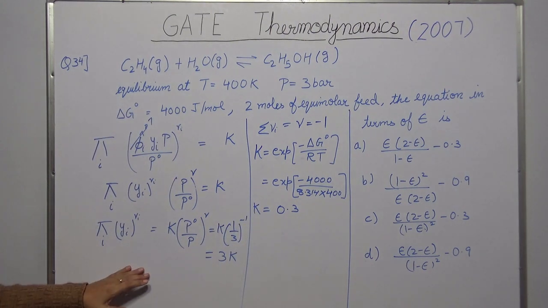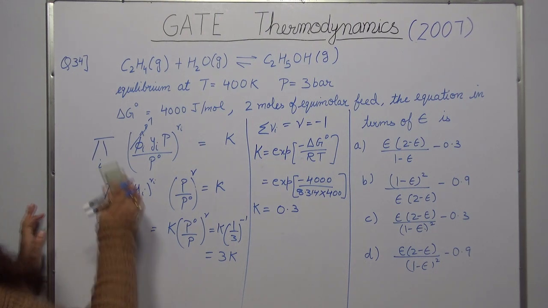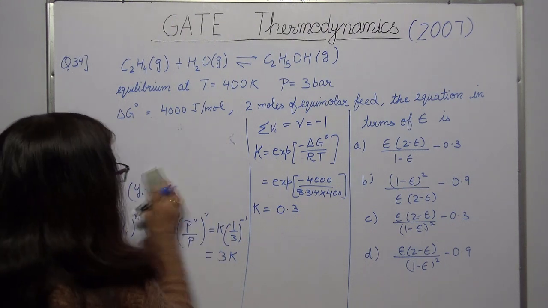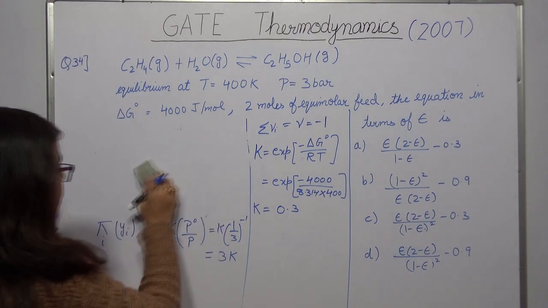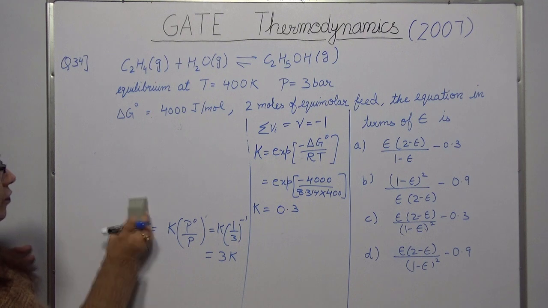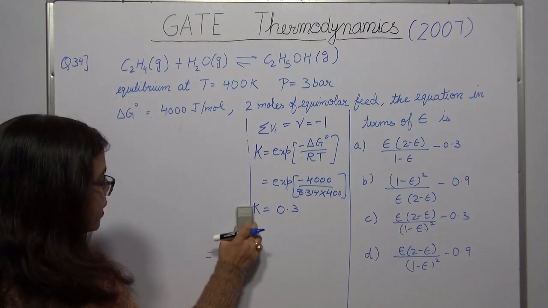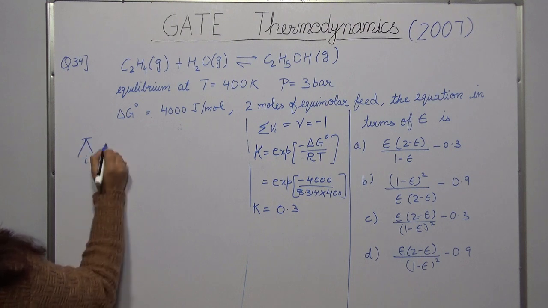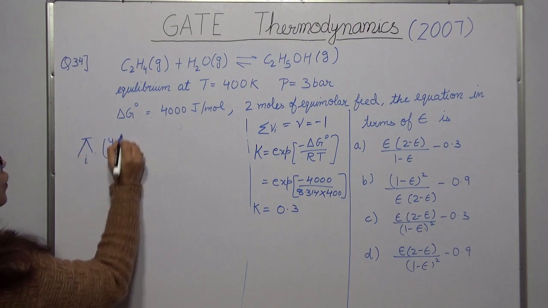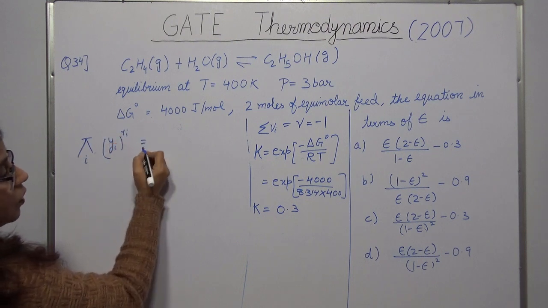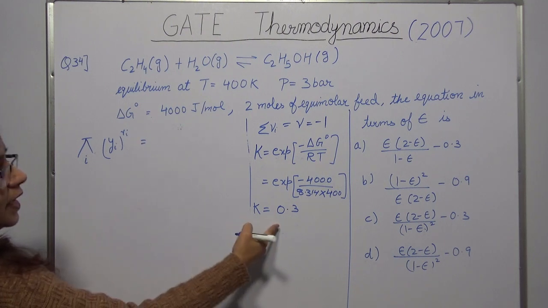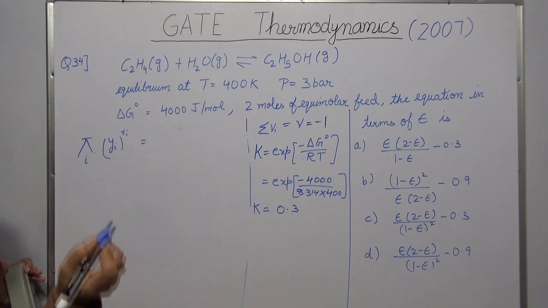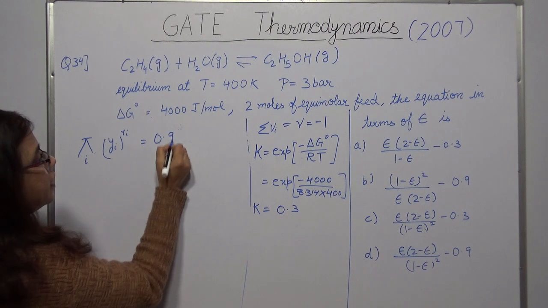That means now your equation is reduced to, so I will erase everything from the board and just write the simplified form of this equation. So I have product over all I, yi raised to nu I, that is equal to 3 times k, k is 0.3, so 3 times 0.3, so it is 0.9.